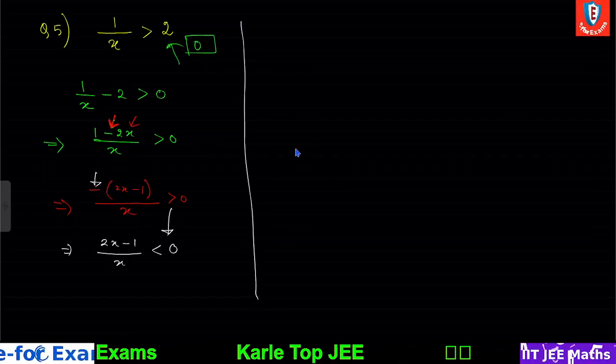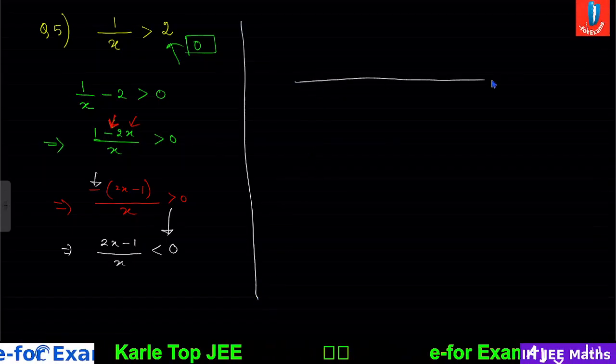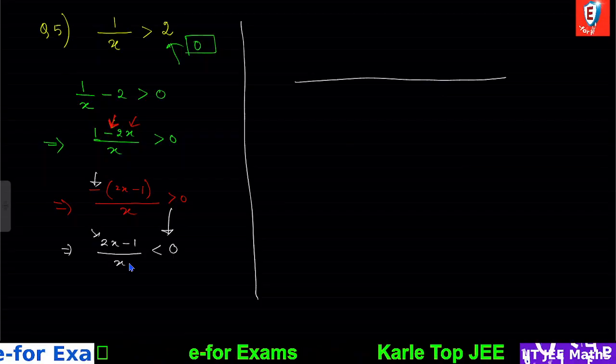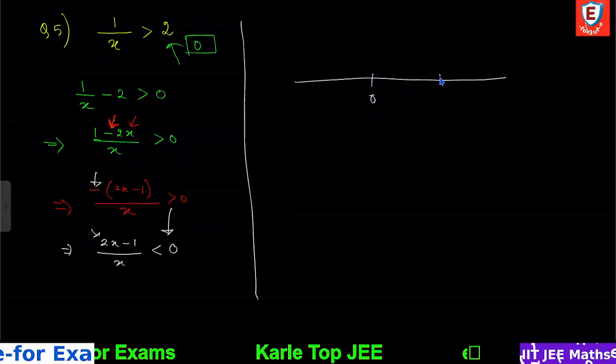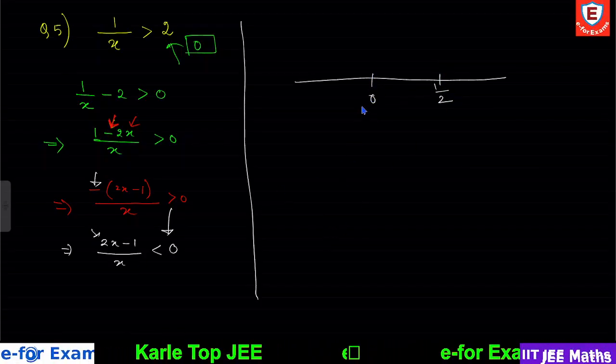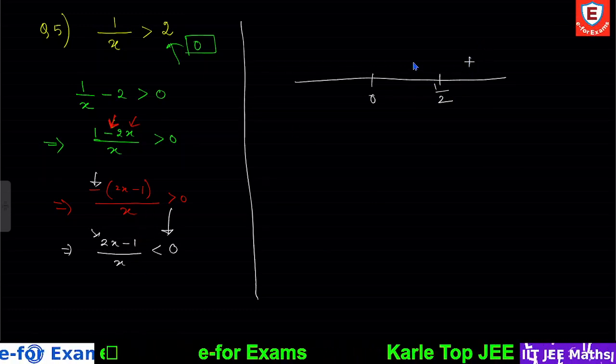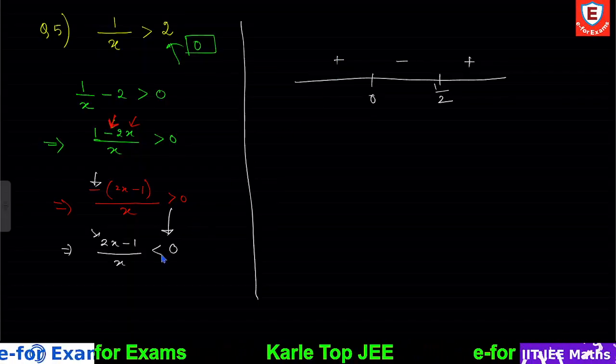Now plot the critical points. From the numerator we get 1 by 2, and from the denominator 0. So 0 and 1 by 2, 0 and half. Both are degree 1, so the signs are plus, minus, plus. It is less than, right?